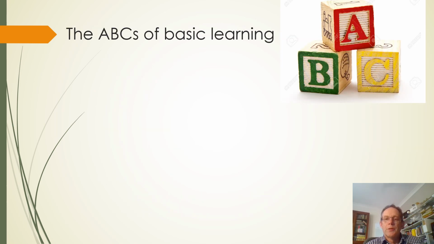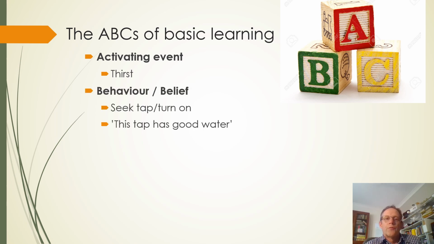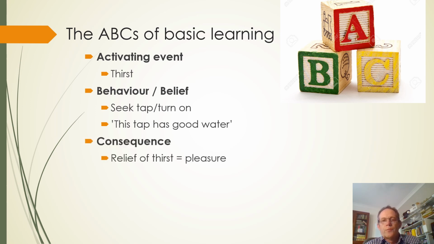So a way to conceptualise this basic learning is that, using a different example, we have an activating event, which, for example, is thirst in this example, a behaviour or a belief response, which is, for example, to turn the tap on or to seek a tap, and the belief that this tap has good water, which may not be true in all cases. There may be taps for fuel or gas, or water may not be good. So there's a certain thought aspect to the response. And then there's a consequence. In the case of being good water, there's a relief of thirst, which gives rise to pleasure.